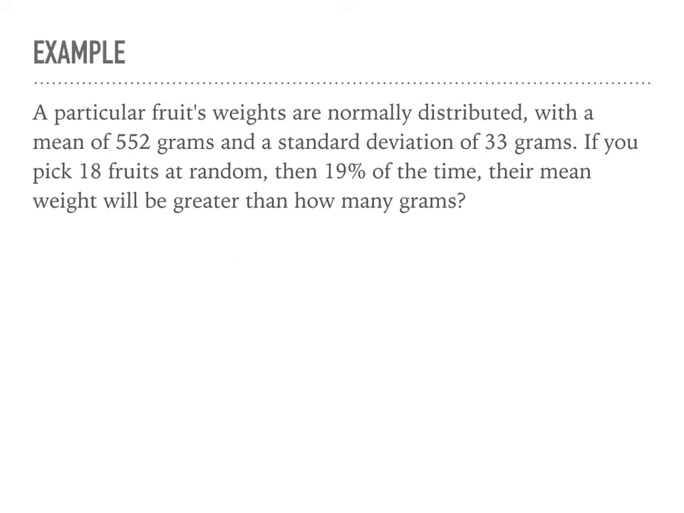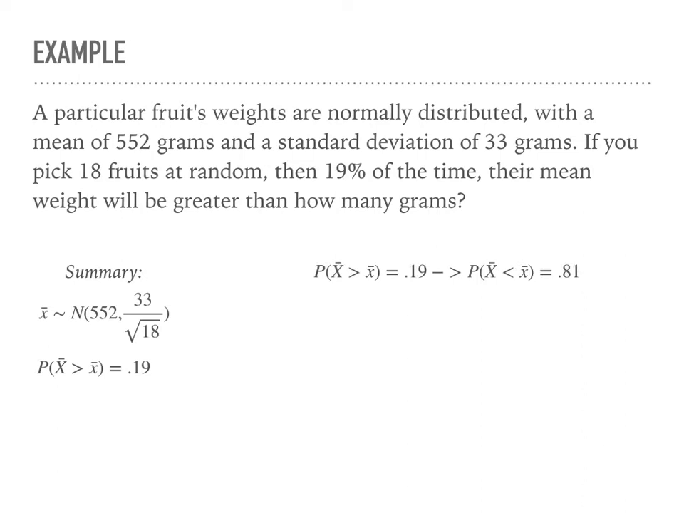A particular fruit's weights are normally distributed with a mean of 552 grams and a standard deviation of 33 grams. If you pick 18 fruits at random, then 19% of the time their mean weight will be greater than how many grams? Again, we can assume that it is normally distributed, and we have the area to the right now is 0.19. We need the area to the left though, so let's rewrite it.